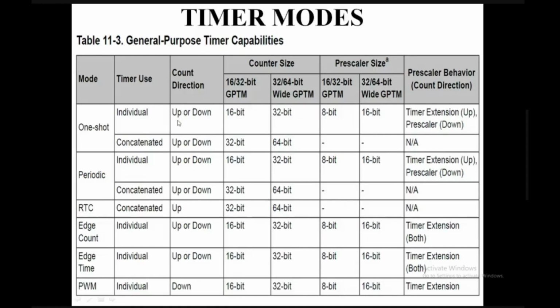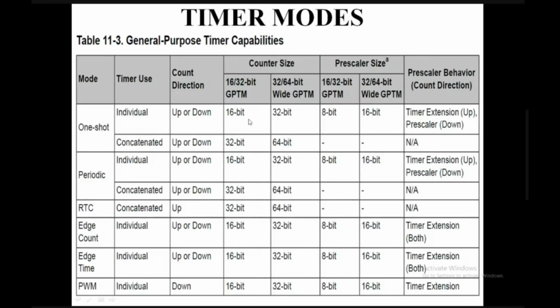The count can be in the up direction as well as the down direction, as we all know. And as I told you, it has a prescaler register. A 16-bit timer has an 8-bit prescaler. A 32-bit timer has a 16-bit prescaler. So what do we mean by one shot? We can start from 0 and stop at a particular count value. So we have to fix the count value in the 64-bit register, or in the 32-bit register.